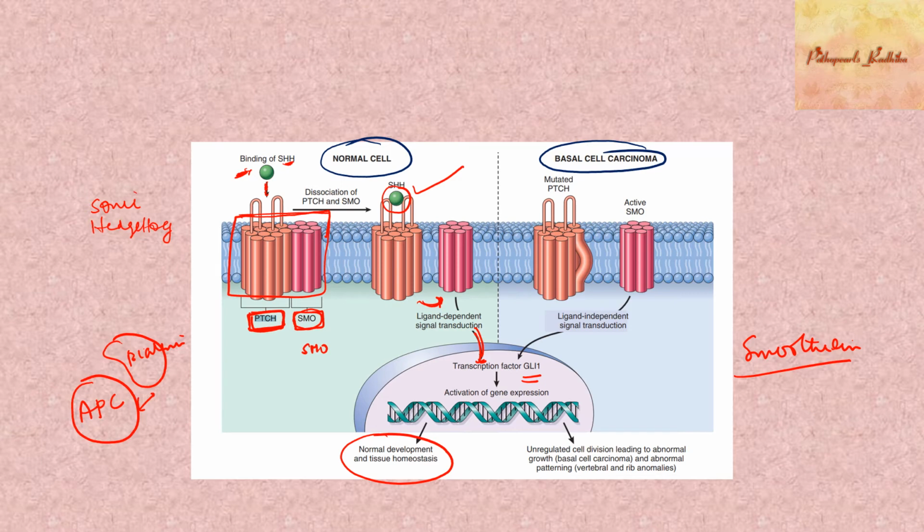But what happens when you have mutation in patched? Even without sonic hedgehog, this dissociation of smoothened happens, which leads to uncontrolled activation of the transcription factor, which leads to development of multiple basal cell carcinomas. So I was telling you about one tumor which I'll tell later. Because the sonic hedgehog pathway is related to one CNS tumor, anyone?